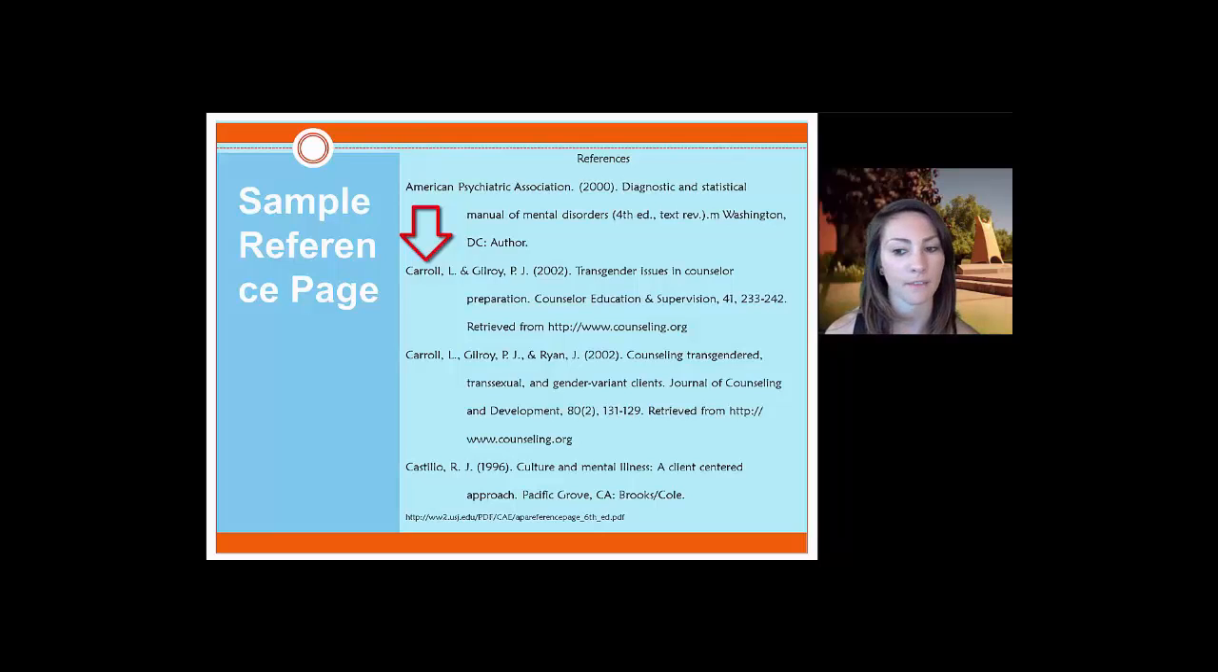This one does not seem to have an issue number, and then the page is 233 to 242. If you found it on a website, you would just say retrieved from and then put the website in there. If you look at the third example, this one actually does have an issue. If you go all the way down to Journal of Counseling and Development, that is the name of the journal, and then 80 would be the volume number, and then 2 in parentheses is the issue number, and then the pages.